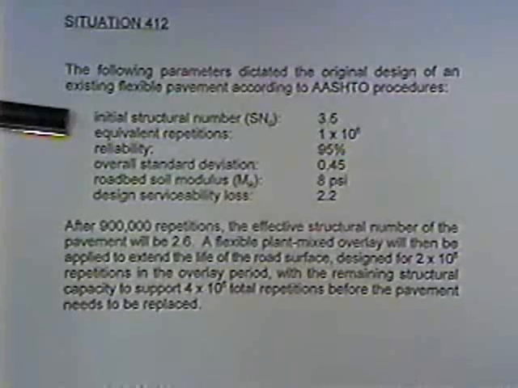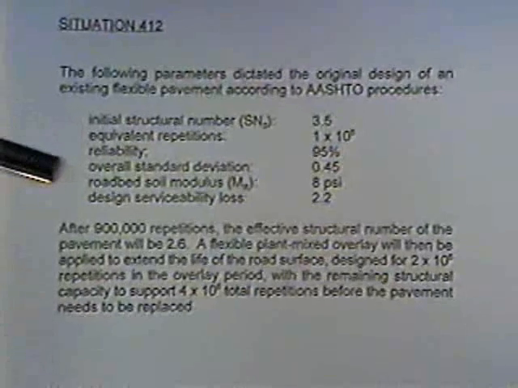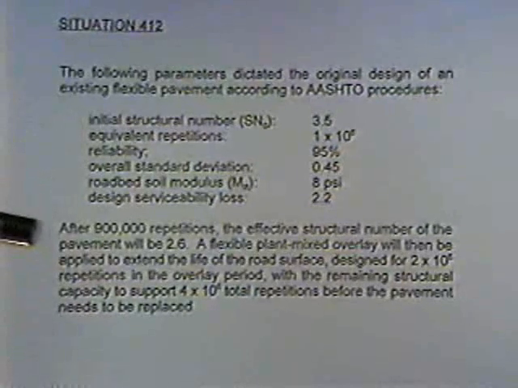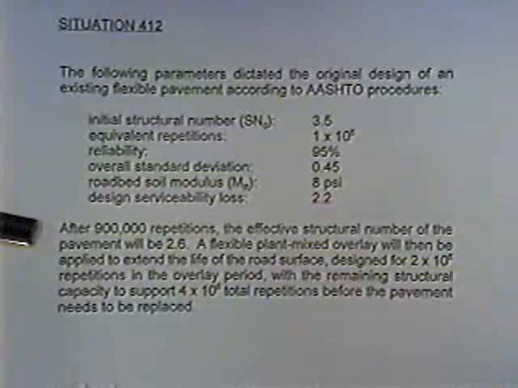The equivalent repetitions, or 18 kip single loads before it would wear out, we have a roadbed soil modulus, a design serviceability loss, and then down at the bottom of this particular description, there's some information about when they're going to overlay, or the first major resurfacing for this particular roadway. It says that after 9,000 repetitions, the effective structural number is going to be down to 2.6, and that's the point at which they're going to resurface that roadway, and they've got some design criteria for the overlay period.